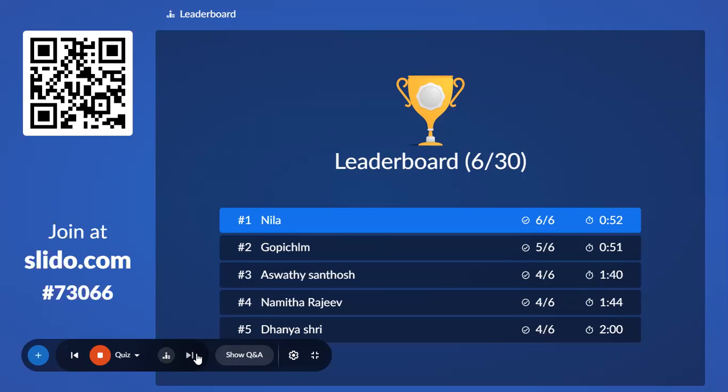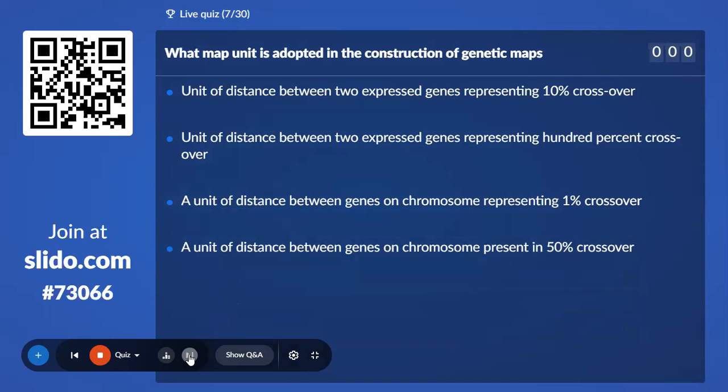Okay, can we go, guys? The seventh question. What map unit is adopted in the construction of genetic maps? Unit of distance between two genes representing 10% crossover. Unit of distance between two genes representing 100% crossover. Unit of distance between genes on chromosome representing 1% crossover. Unit of distance between genes on chromosome representing 100% crossover.